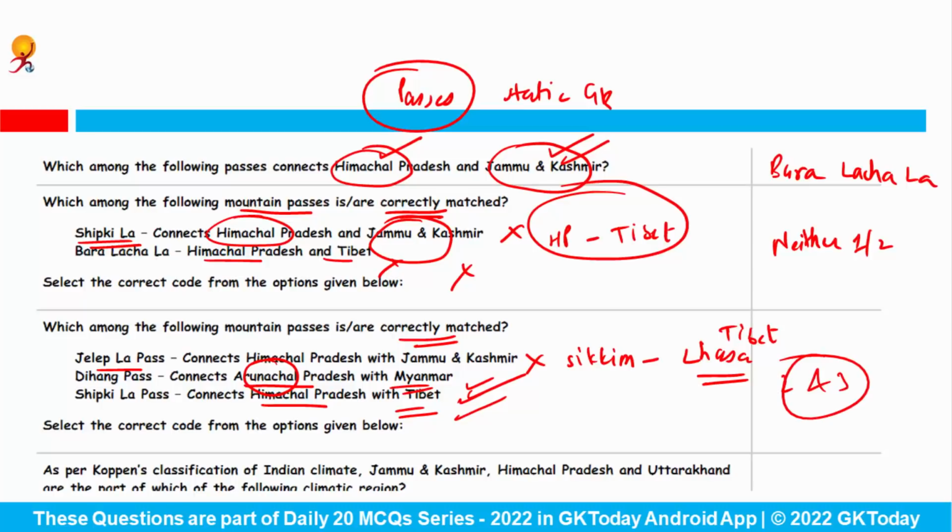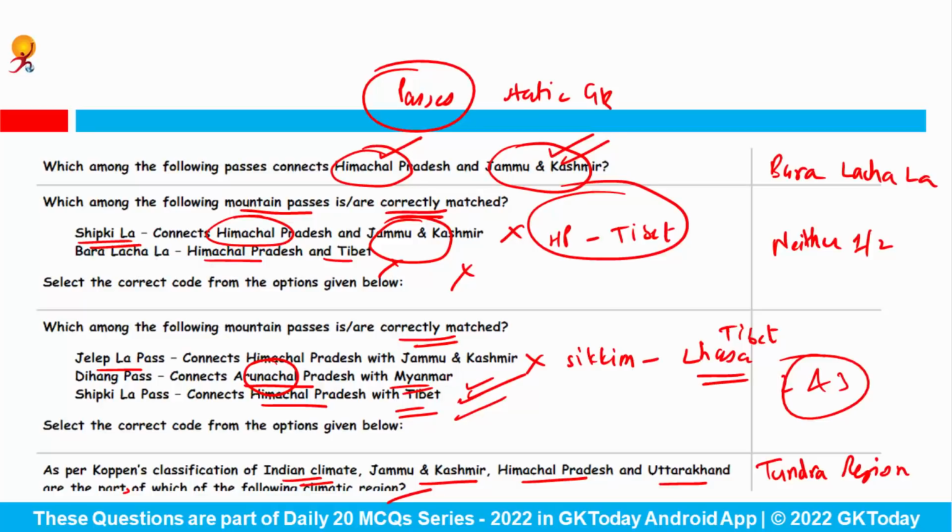Now last question says, as per the Köppen's classification of Indian climate, Jammu and Kashmir, Himachal Pradesh and Uttarakhand are the parts of which of the following climatic region? So the climate of these areas are basically tundra region, which are known for its extremely cold weather, and they are usually snowy in winters.